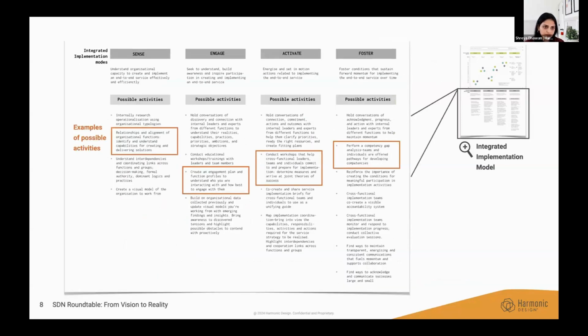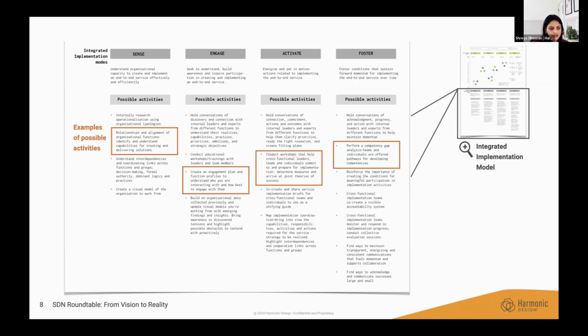This is the second part of the same visual, which, as you can see, breaks down activities that you can do in each of these four modes. So as you're moving from sense to foster, there may be some activities that you can take on to make sure that you are cultivating that idea of implementation right from the start. For example, you could be mapping relationships and alignment of organizational functions so that you can identify and understand the existing capabilities that exist for creating and delivering new solutions.